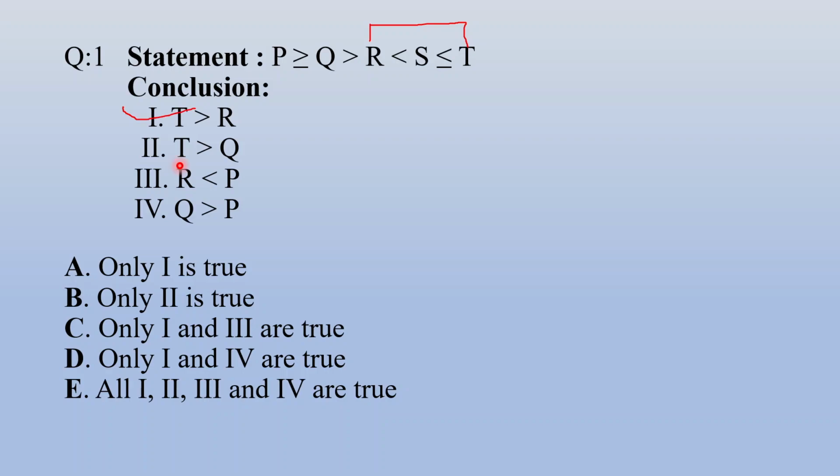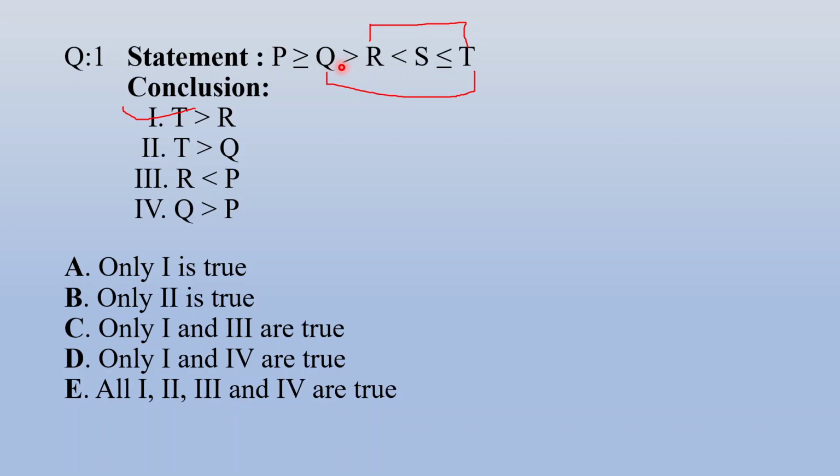Now the conclusion 2 says T is greater than Q. So now we will focus on this T and Q. I hope this much you are able to understand. Now students, you can see here that two opposite signs are used here. From T to R, it's okay because the signs whose mouth are open towards the right are used. Now when we travel from R to Q, you can see here that the sign whose mouth is open towards the opposite side is used.